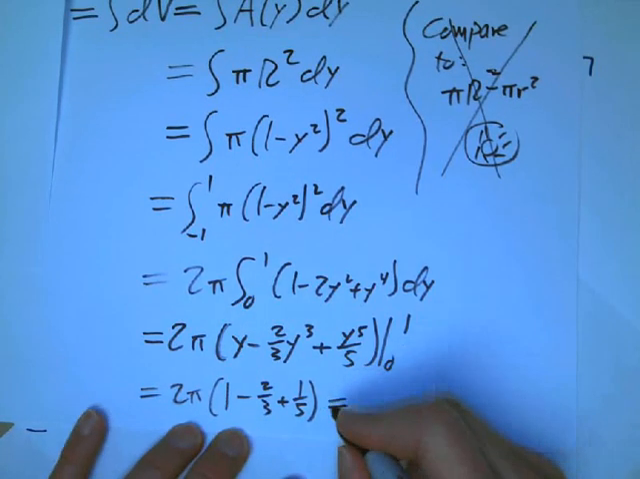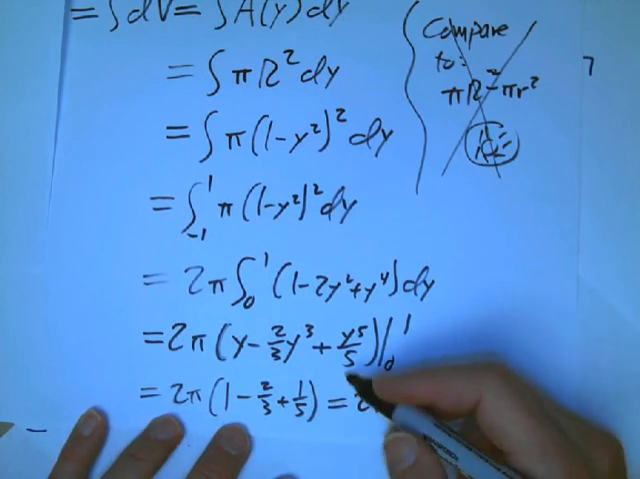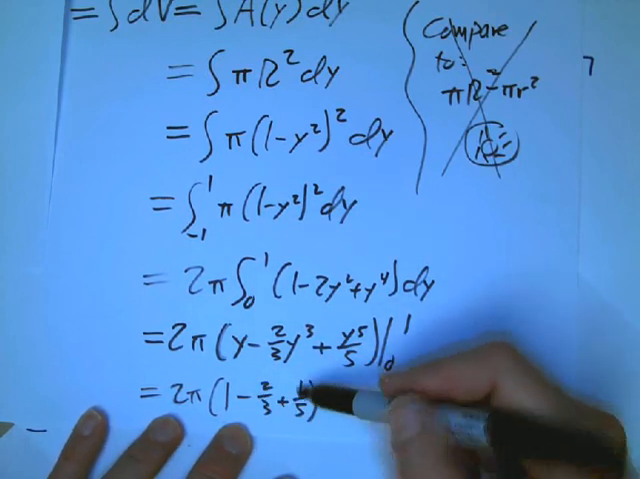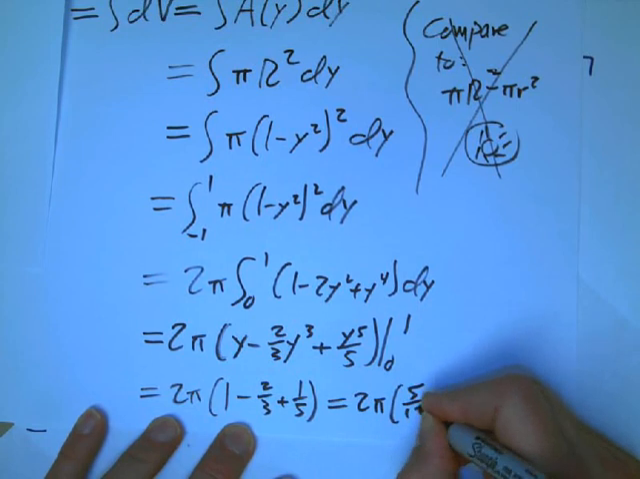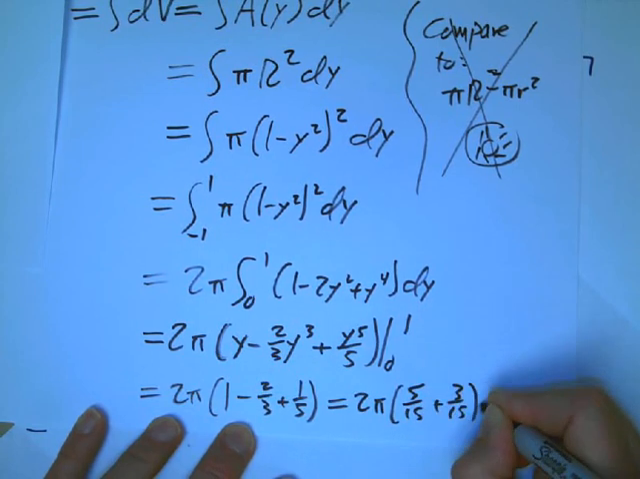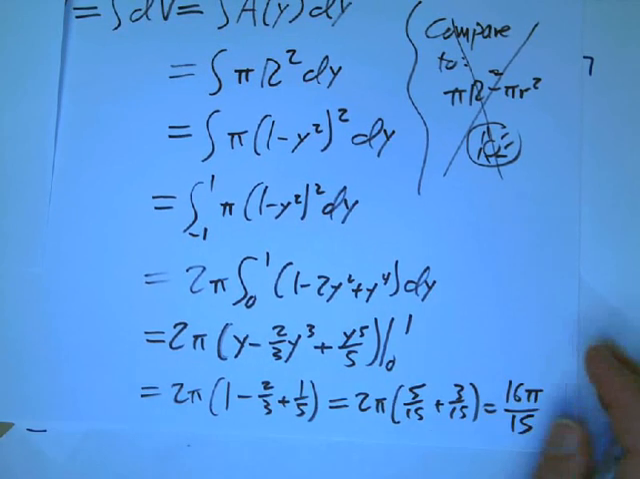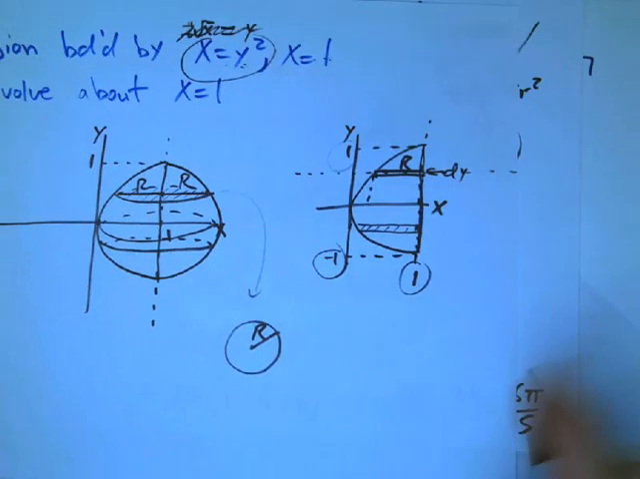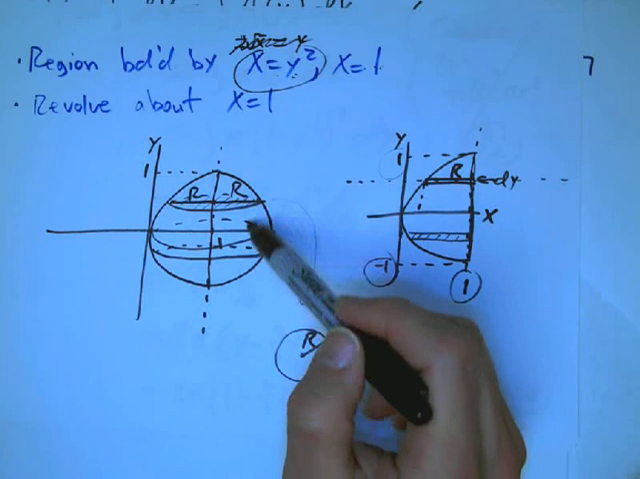Actually, yeah, I do want to go to the final answer because I always want to recommend that we check the answer for reasonableness. So that's a third plus a fifth, and so that's 5/15 plus 3/15 times 2 pi. So that's 8 pi, yeah, 16 pi over 15. About 3, a little more than 3.